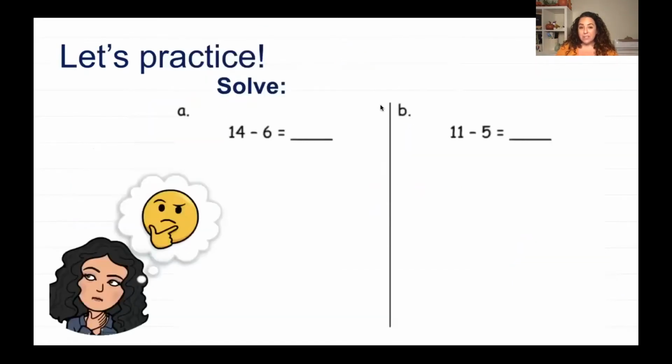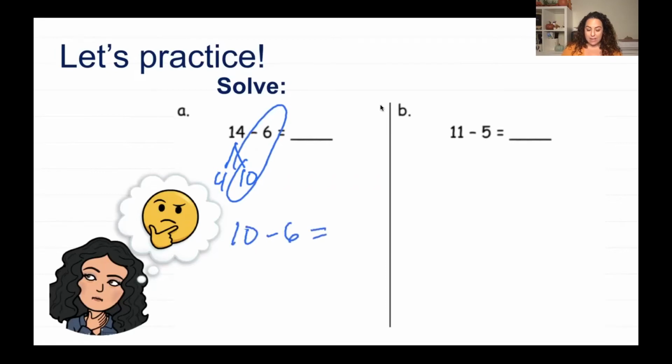Okay, let's go ahead and try this on other problems with other numbers. So let's go ahead and do this without pictures and let's just see if we can do it on our own. So I have 14 take away 6. Well, I'm going to use my strategy and I'm going to say that I have a 10 and 4. I'm decomposing that 14. Now remember, I'm going to subtract 10 take away 6 and that equals 4. Now remember, I still have this 4 left. This is not my answer.